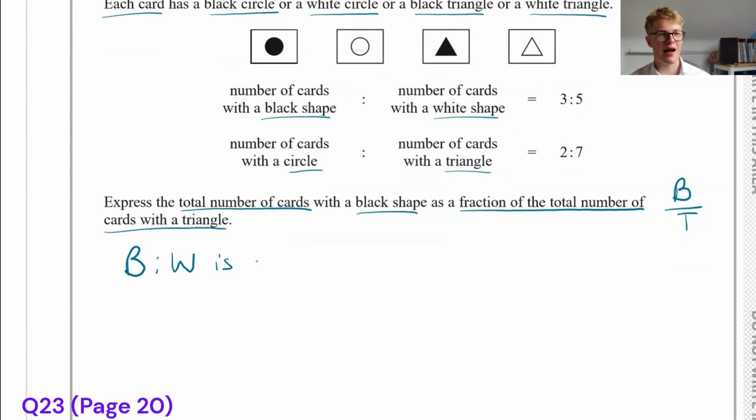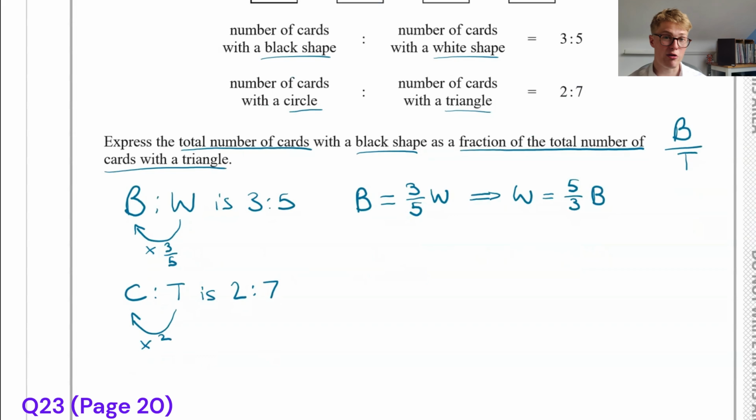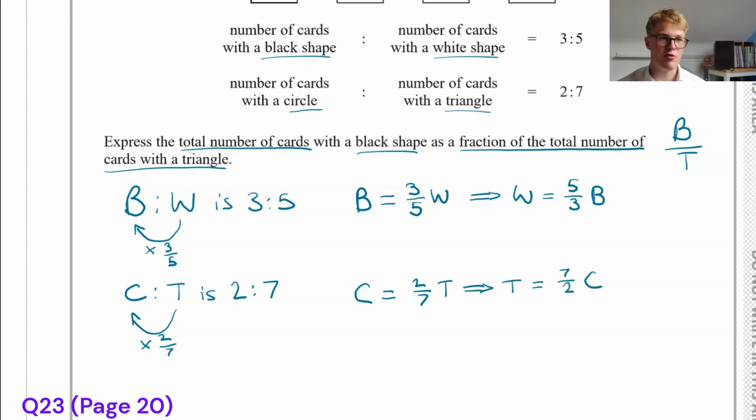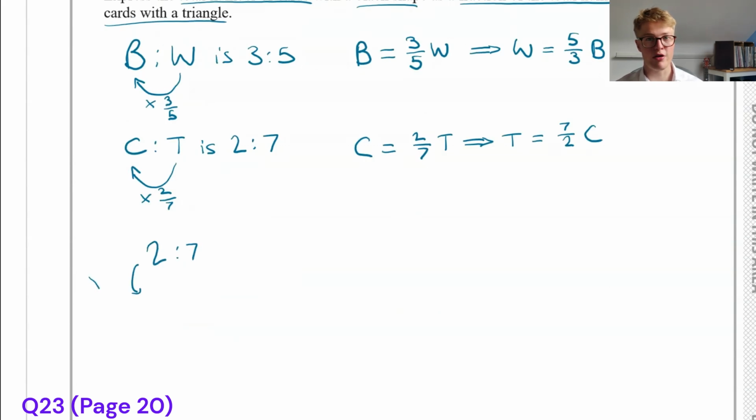So the ratio of black to white cards is 3 to 5, which means that to get from white to black we need to multiply by 3/5. Therefore B is equal to 3/5 W, which implies that W is equal to 5/3 of B. The ratio of circles to triangles is 2 to 7, so therefore to get from triangles to circles we need to multiply by 2/7. This means that C is equal to 2/7 T, and this implies that T is equal to 7/2 of C. So we get 2 to 7 for our ratio of circles to triangles, and the sum of the black and white cards ratio is going to be 8.